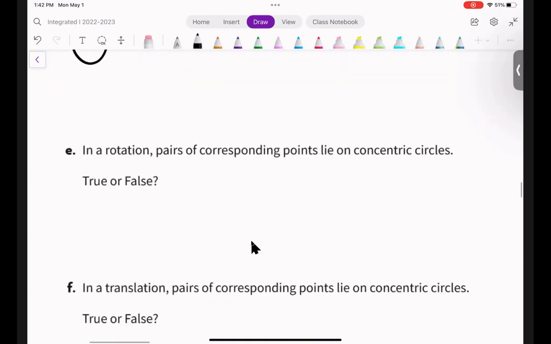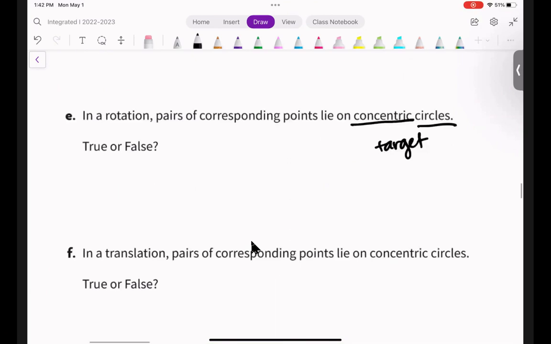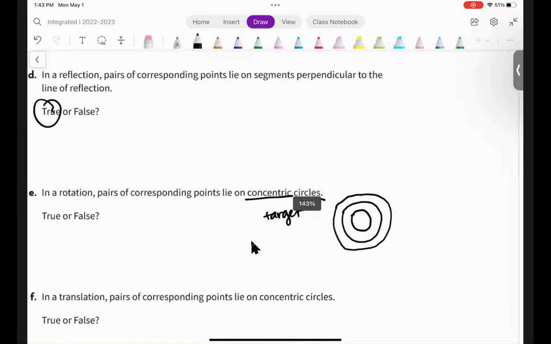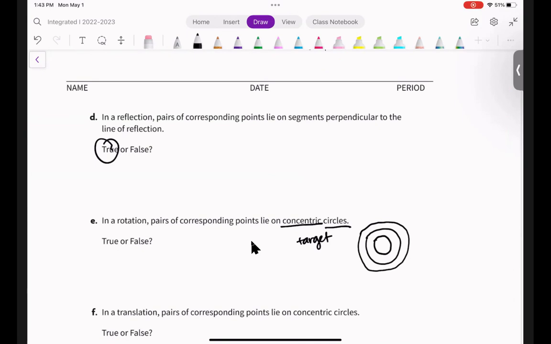It says in a rotation, the pairs of corresponding points lie on concentric circles. So concentric circles, I need you to think about Target. Target's logo is concentric circles. So it looks like this. Circle. And then circle. That doesn't even look like a circle, Miss Johnson. It just means they have the same center. So on the rotation, do the points lie on concentric circles? What do you guys think?